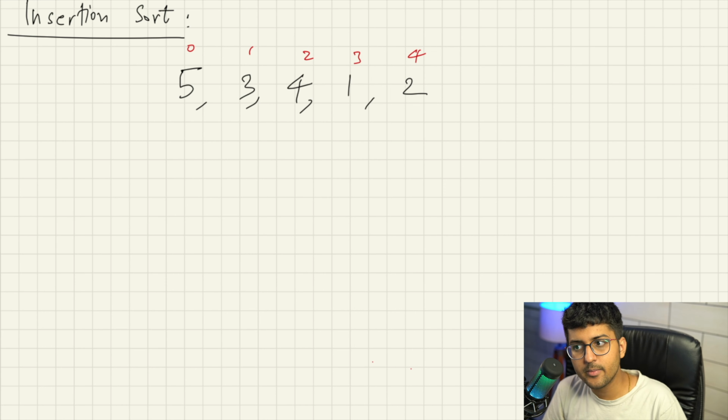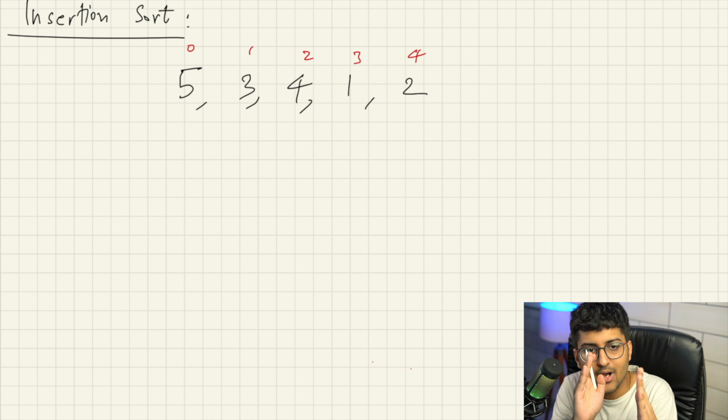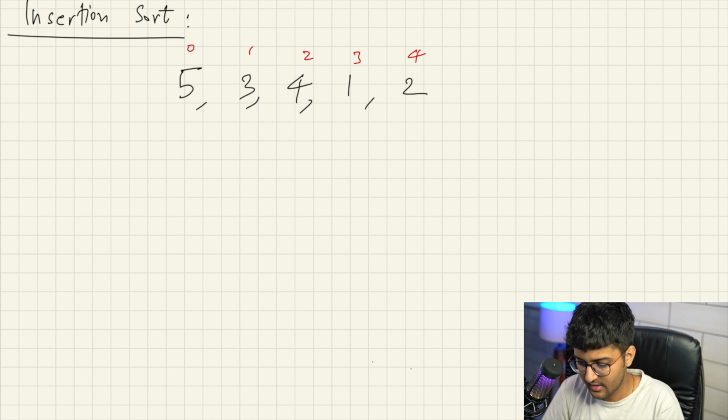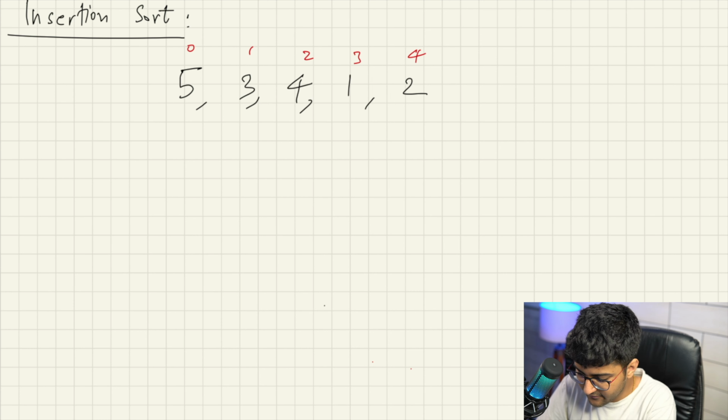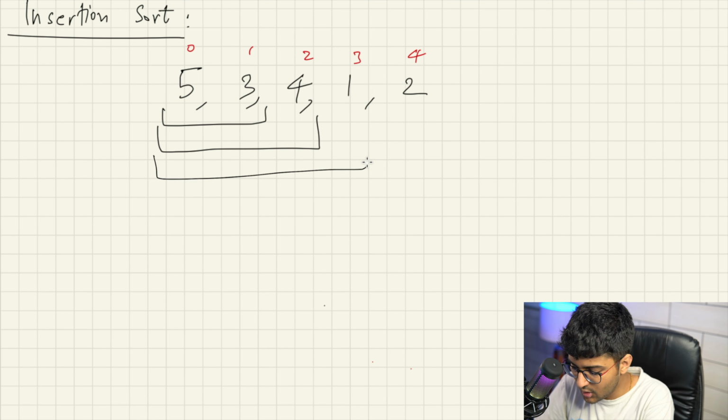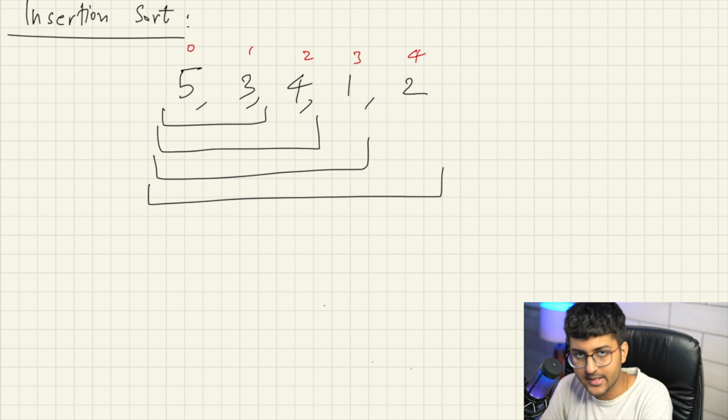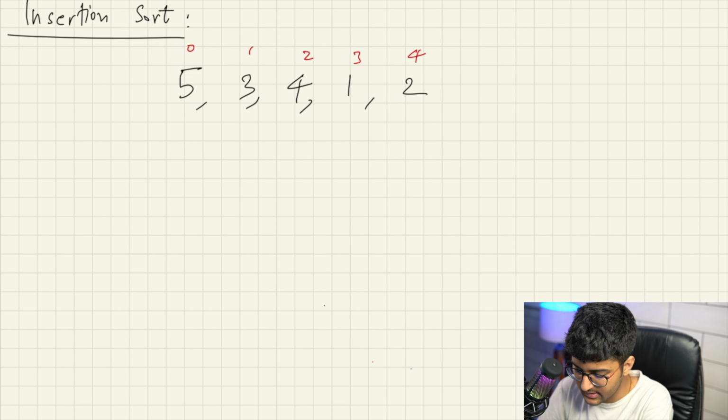So insertion sort basically says to try sorting it in parts. First sort the initial part of the array. First sort index number 0, then sort till index number 1, then sort till index number 2, then sort till index number 3, then sort till index number 4. That is the idea. I hope you're able to understand what we are doing. How we are doing it, we'll cover in a bit.